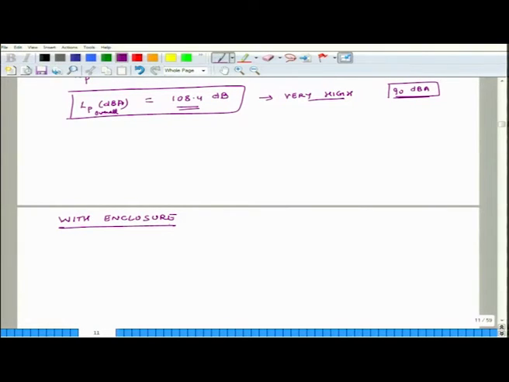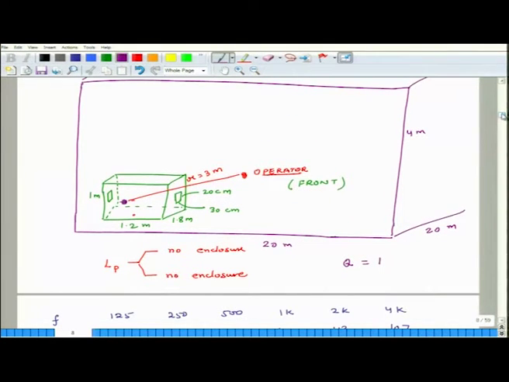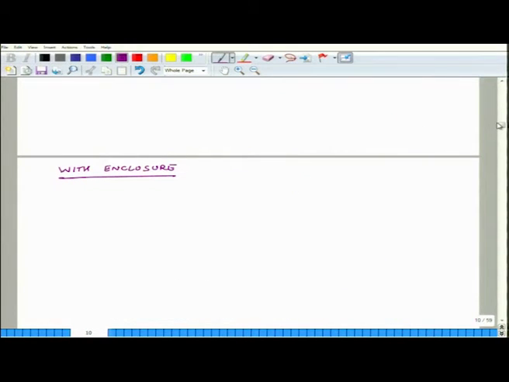With enclosure. Now, remember, the relation we are planning to use is for which type of enclosures? It is for large enclosures. So, we have to make sure that our assumption about large enclosures is correct. If it is not correct, then we cannot use this relation. So, what is the internal volume of the enclosure? The internal volume is 1.8 times 1.2 times 1.0, so that equals 2.16 cubic meters.